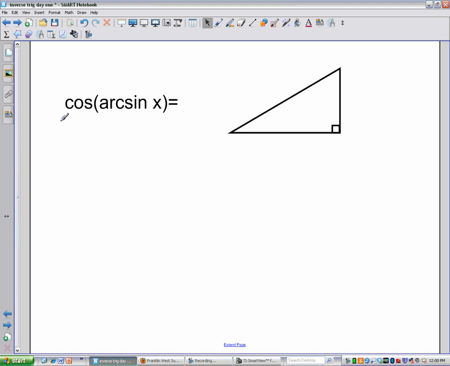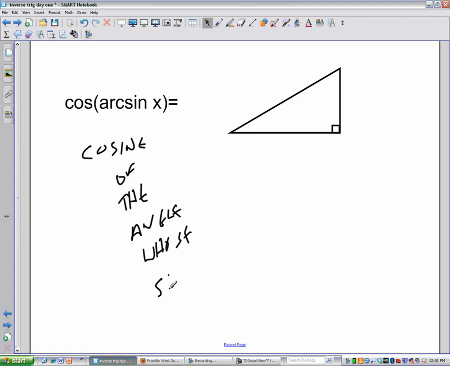We're trying to find the cosine of the arcsine of x. So we're going to try to find the cosine of the angle whose, because that's what arcsine means, sine is x. So we've got some angle. I usually call it angle y. There it is. And its sine is x.